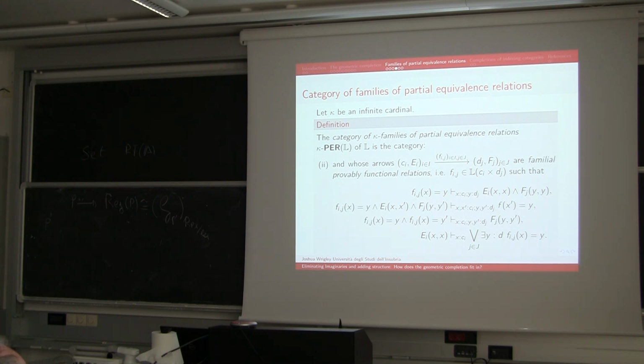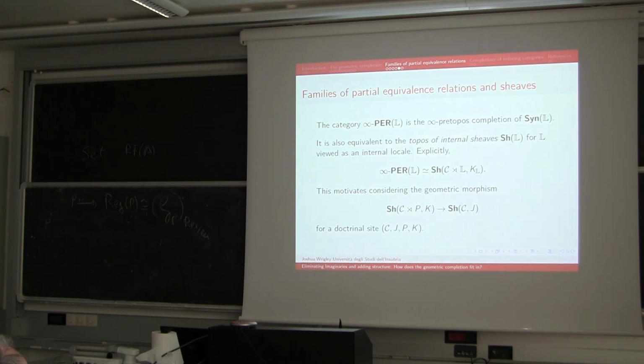This is why we need geometric logic in order to do this for arbitrary infinite cardinals, because we would need to put a massive join in that bottom equation in order to describe totality. So now we've got this stratified version of what's going on with all of these categories of partial equivalence relations. What are they actually describing? The infinite category of partial equivalence relations is just the infinity pre-topos completion of the syntactic category of our geometric doctrine. That's for unbounded kappa, so we take kappa to be as big as we can.